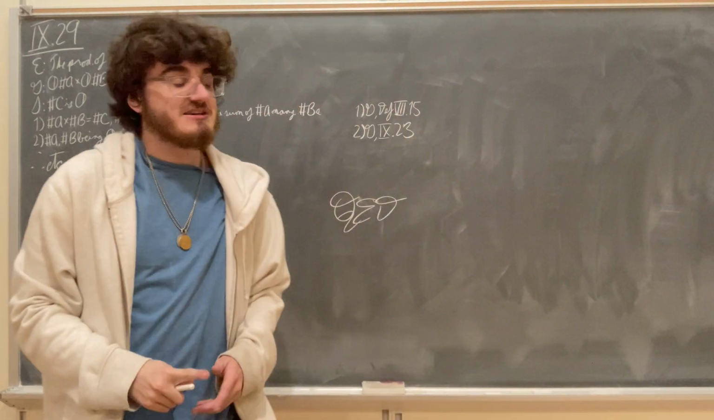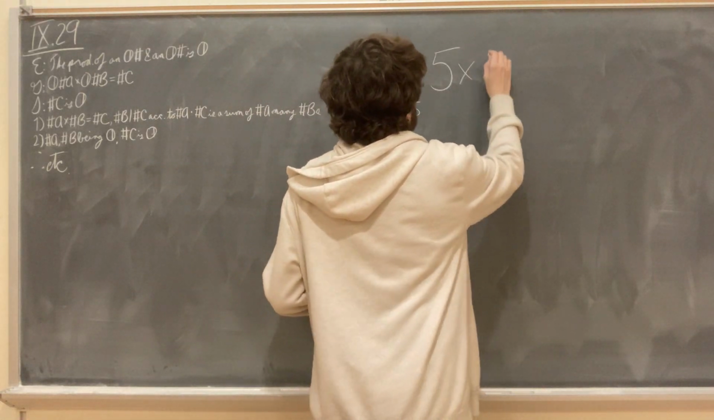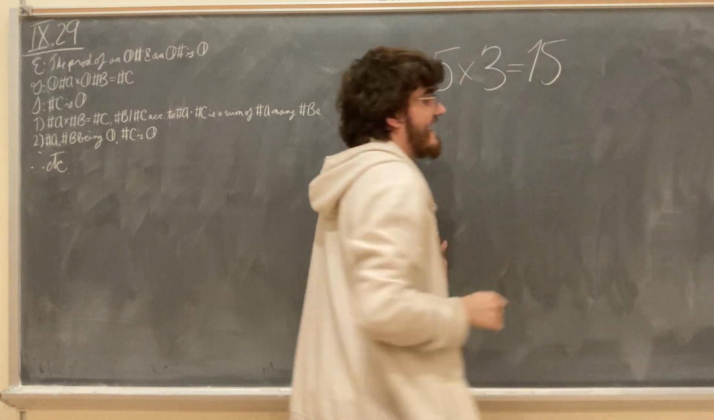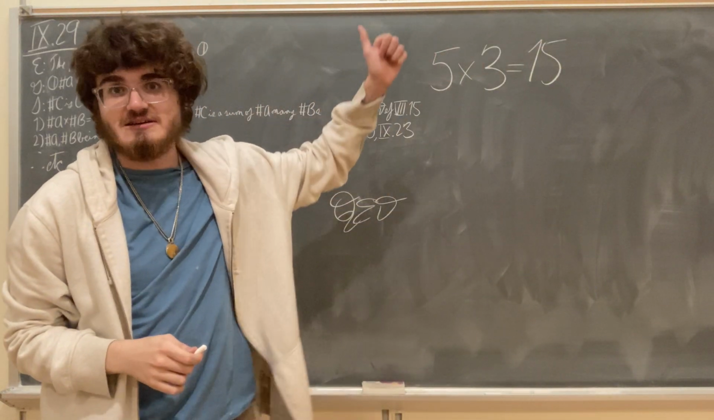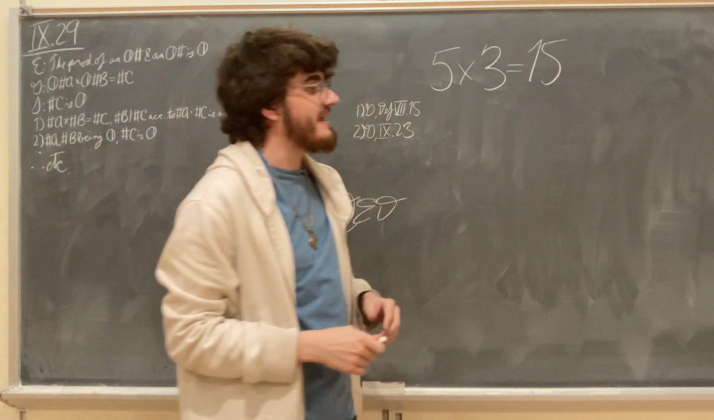Another very simple proposition, how this one works itself out, is say we have the odd number 5, we multiply it by the odd number 3, and we get the number 15 as their product. So what this Proposition 29 is going to tell us is that 15 is an odd number.